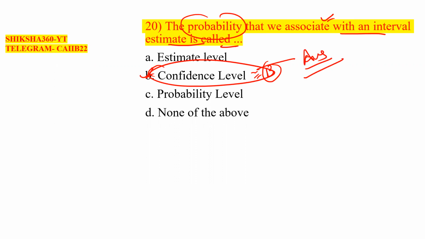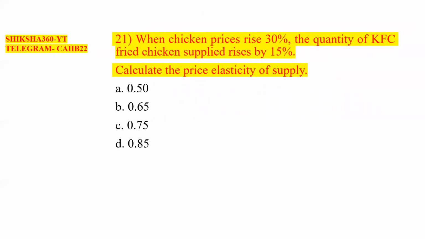Next, question number 21. We have already covered this question, the same question. When the chicken price rises by 30%, the quantity of KFC fried chicken supplied rises by 15%. So when the price rises by 30%, the quantity rises by only 15%.